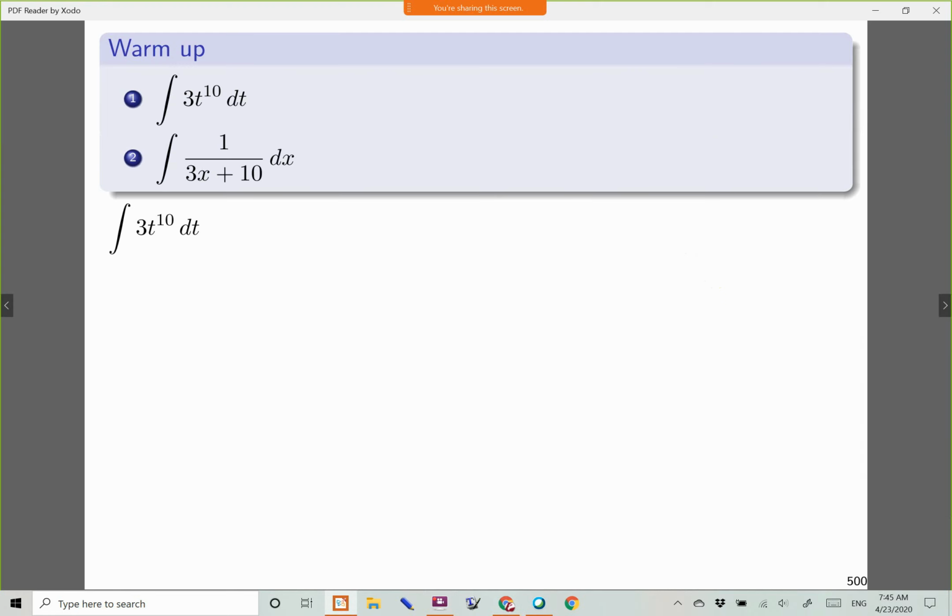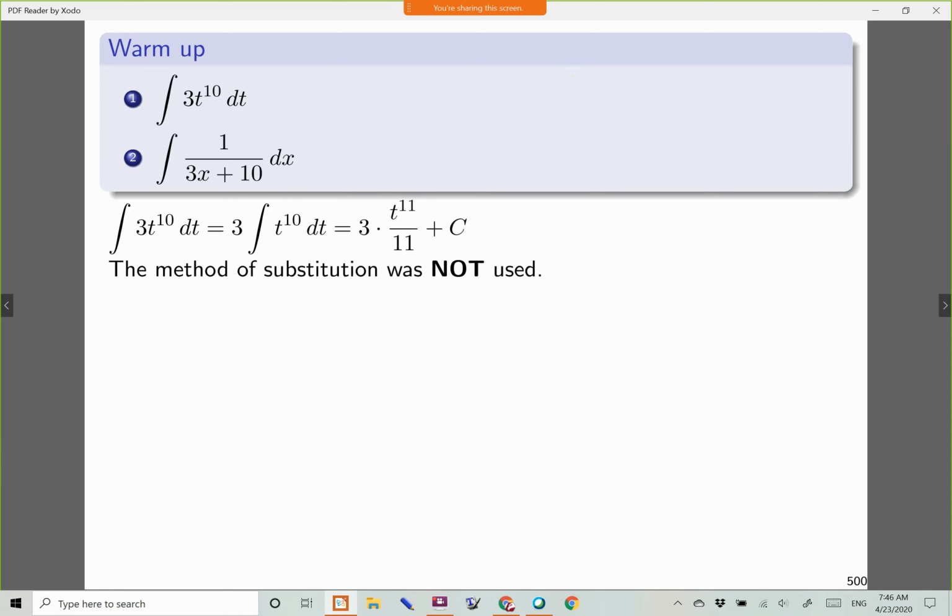The thing about the first warm-up is that it's tempting to want to do this new method of substitution. The thing is, if you wanted to show some work at all, you could bring the 3 in front of that integral. But then you have to anti-differentiate t to the 10th. There's no u equals business here. It's just take the exponent 10, raise it up by 1 to 11, divide by that exponent, and there's a final answer. And the method of substitution was not used at all in this problem.